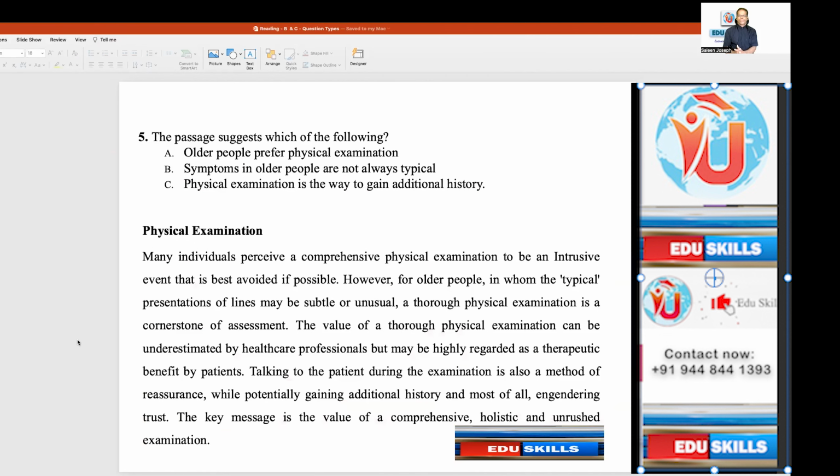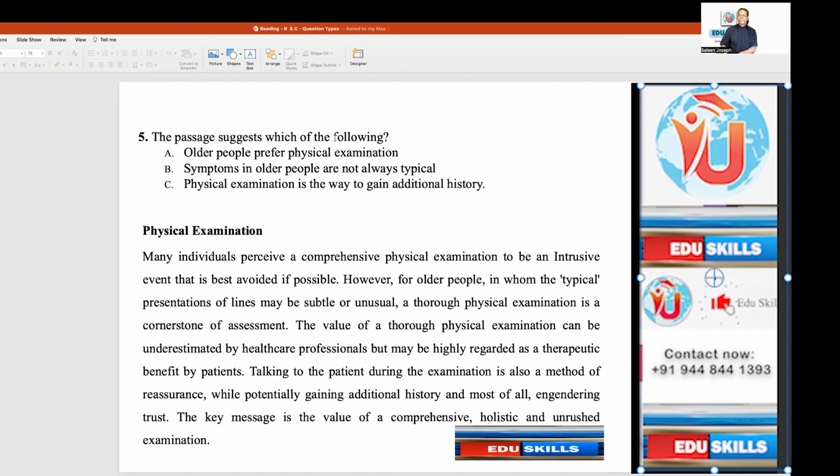Physical examination. Many individuals perceive a comprehensive physical examination to be an intrusive event that is best avoided if possible. However, for older people, in whom the typical presentations of lines may be subtle or unusual, a thorough physical examination is a cornerstone of assessment. The value of a thorough physical examination can be underestimated by healthcare professionals but may be highly regarded as a therapeutic benefit by patients. Talking to the patient during the examination is also a method of reassurance, while potentially gaining additional history and most of all, engendering trust. The key message is the value of a comprehensive, holistic and unrushed examination.